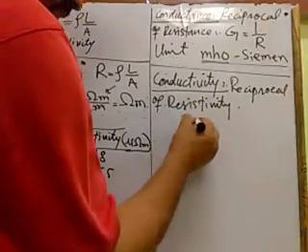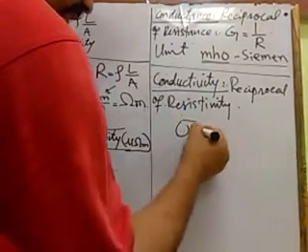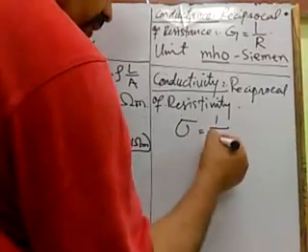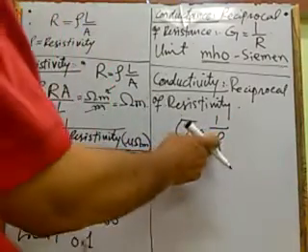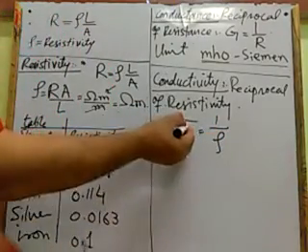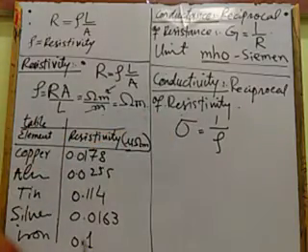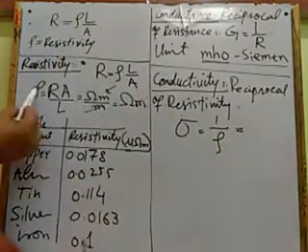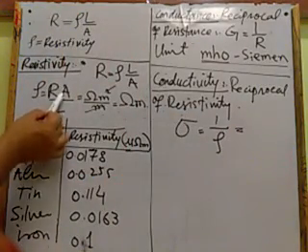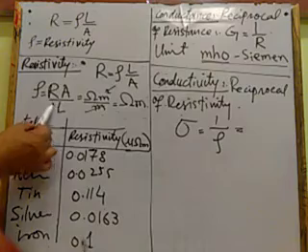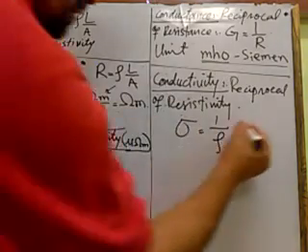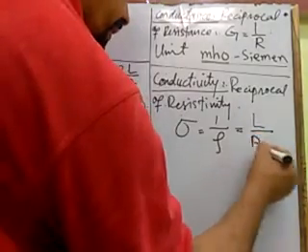Conductivity can be written in this form: sigma is equal to 1 over rho. Rho is resistivity and sigma is used for conductivity. As we have already written, resistivity is equal to Ra divided by L. So if we take the reciprocal of resistivity, we can write the equation for conductivity as L divided by Ra.